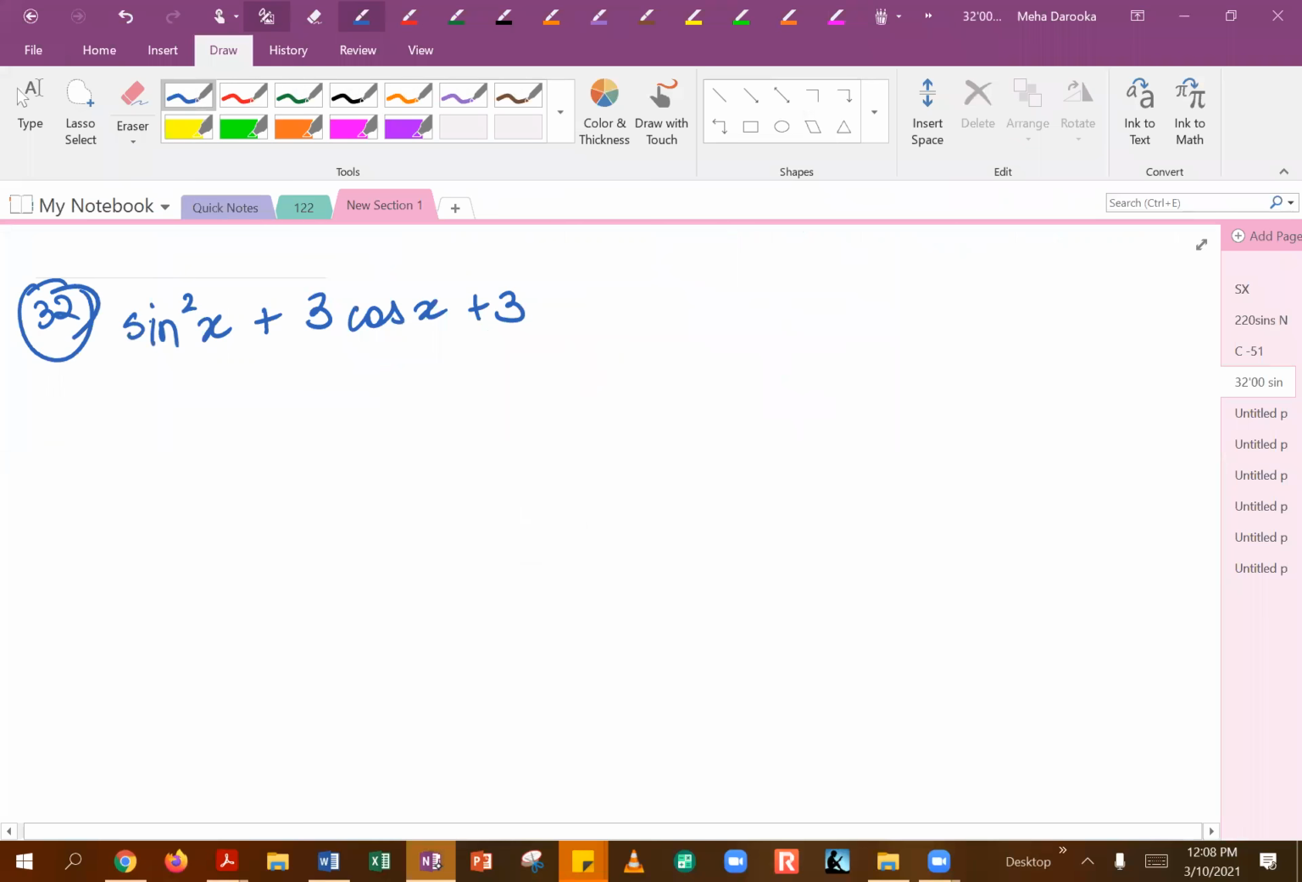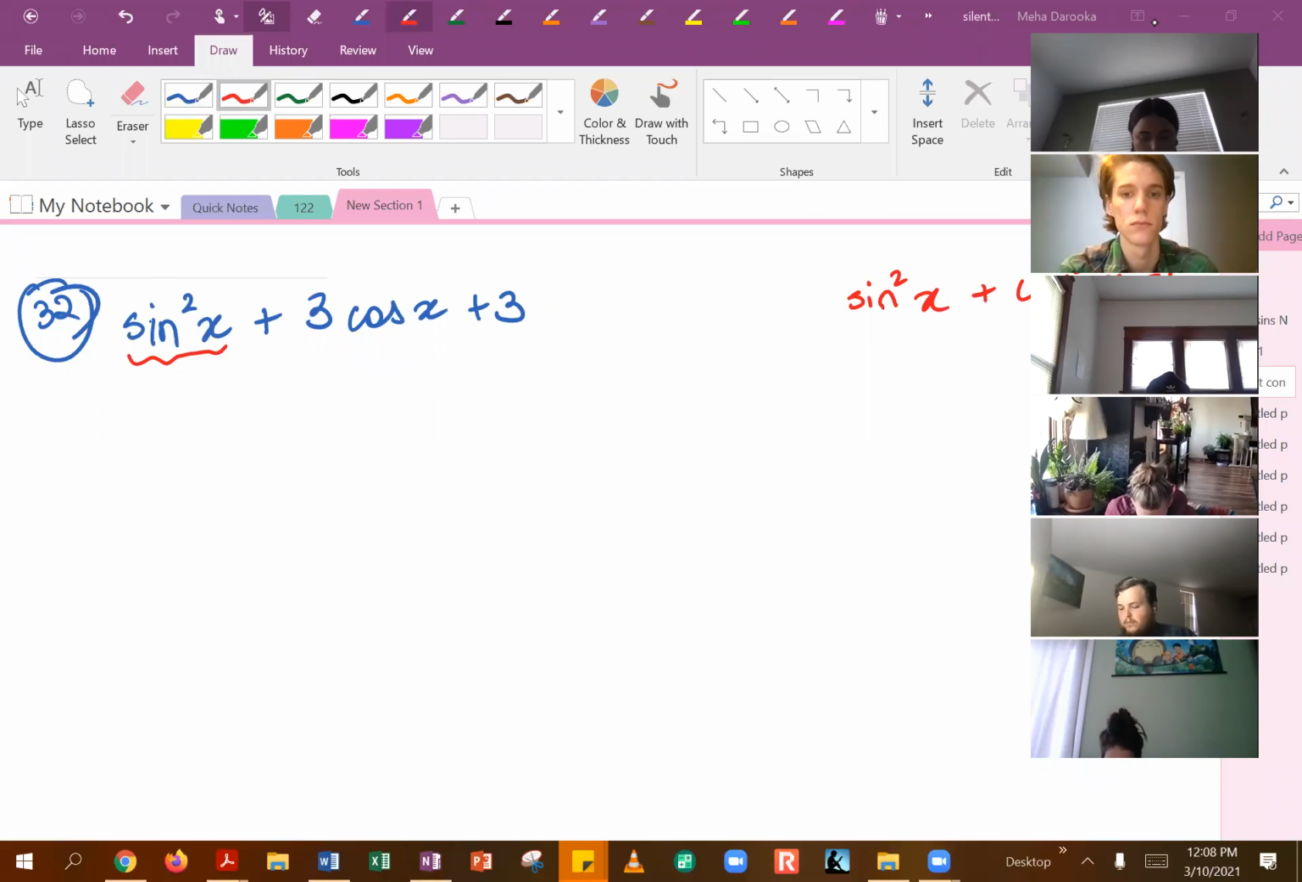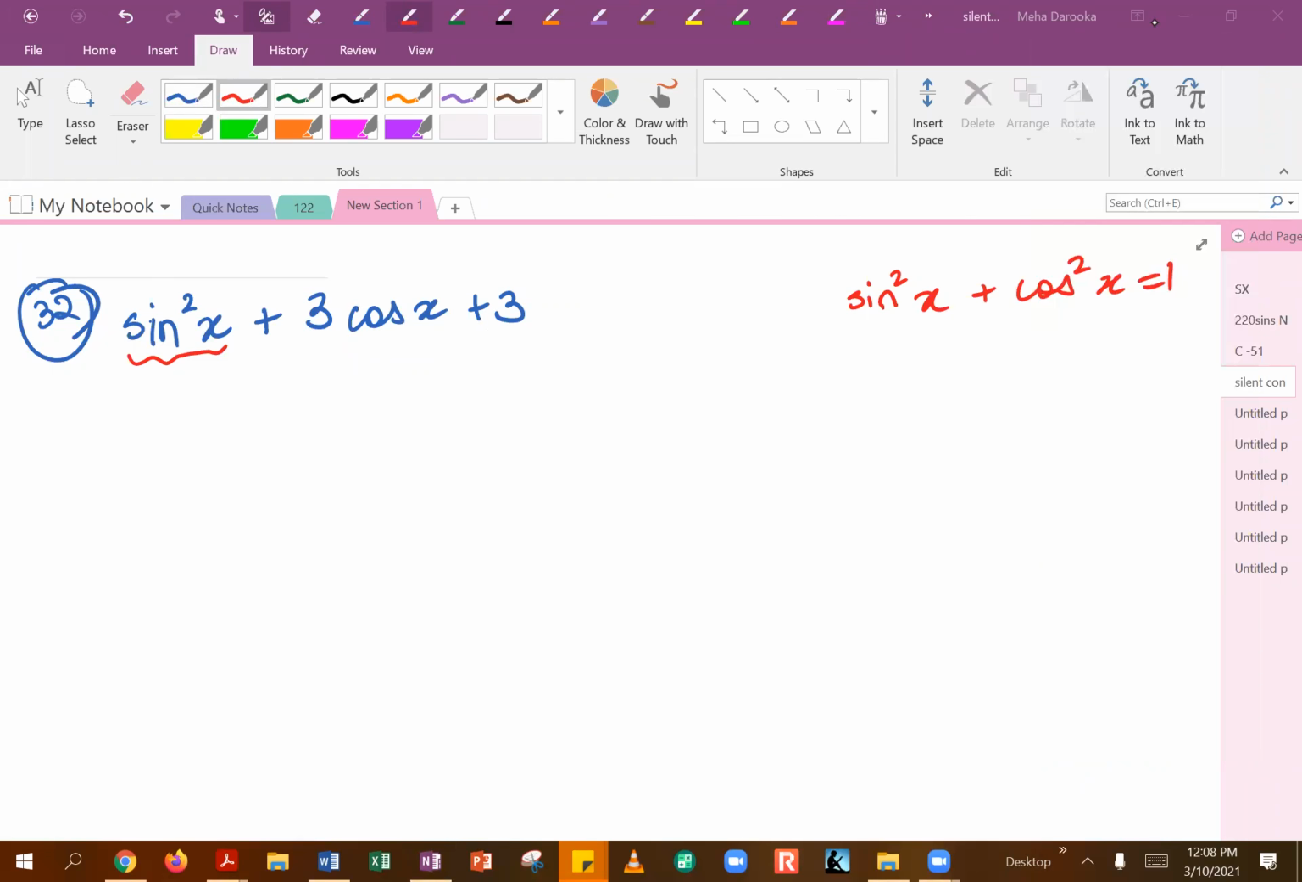So let's go ahead and bring this over here. Our Pythagorean identity is sine squared of x plus cosine squared of x equals 1. So how do you think we can rewrite this to help us simplify the sine square function over here? What would you rewrite this Pythagorean identity as?